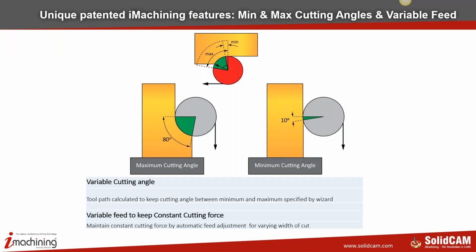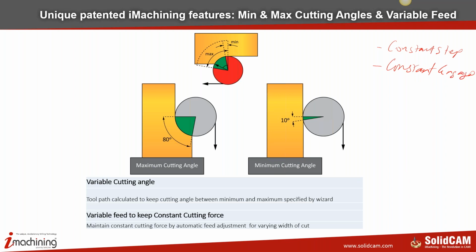Now, let's talk about the features of iMachining. If you look at our competition, because people ask me, what is the method that you use in iMachining? There are several methods today in high-speed machining. First of them is the constant stepover. Many softwares use this principle of constant stepover. They try to keep the stepover constant wherever they're going. The second most important theory is constant engagement angle.